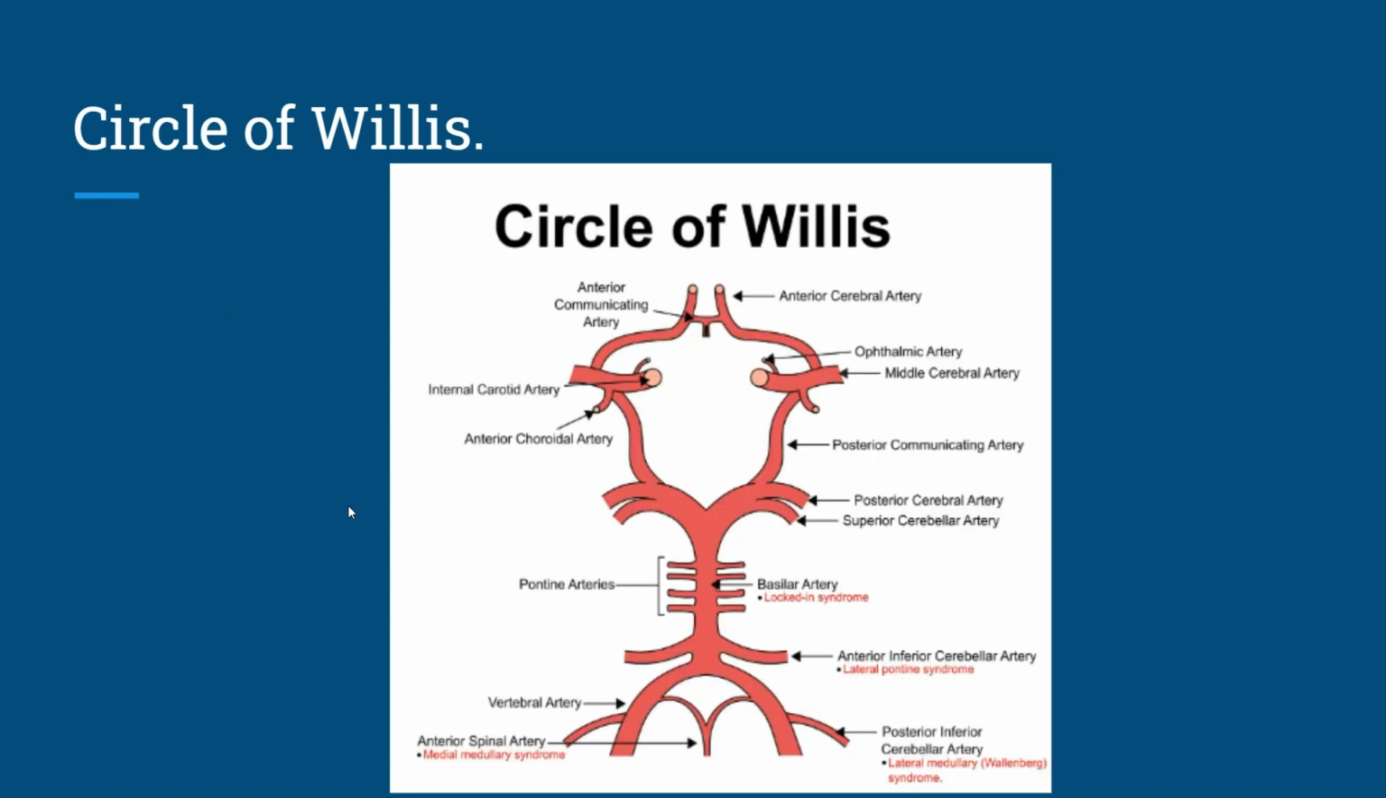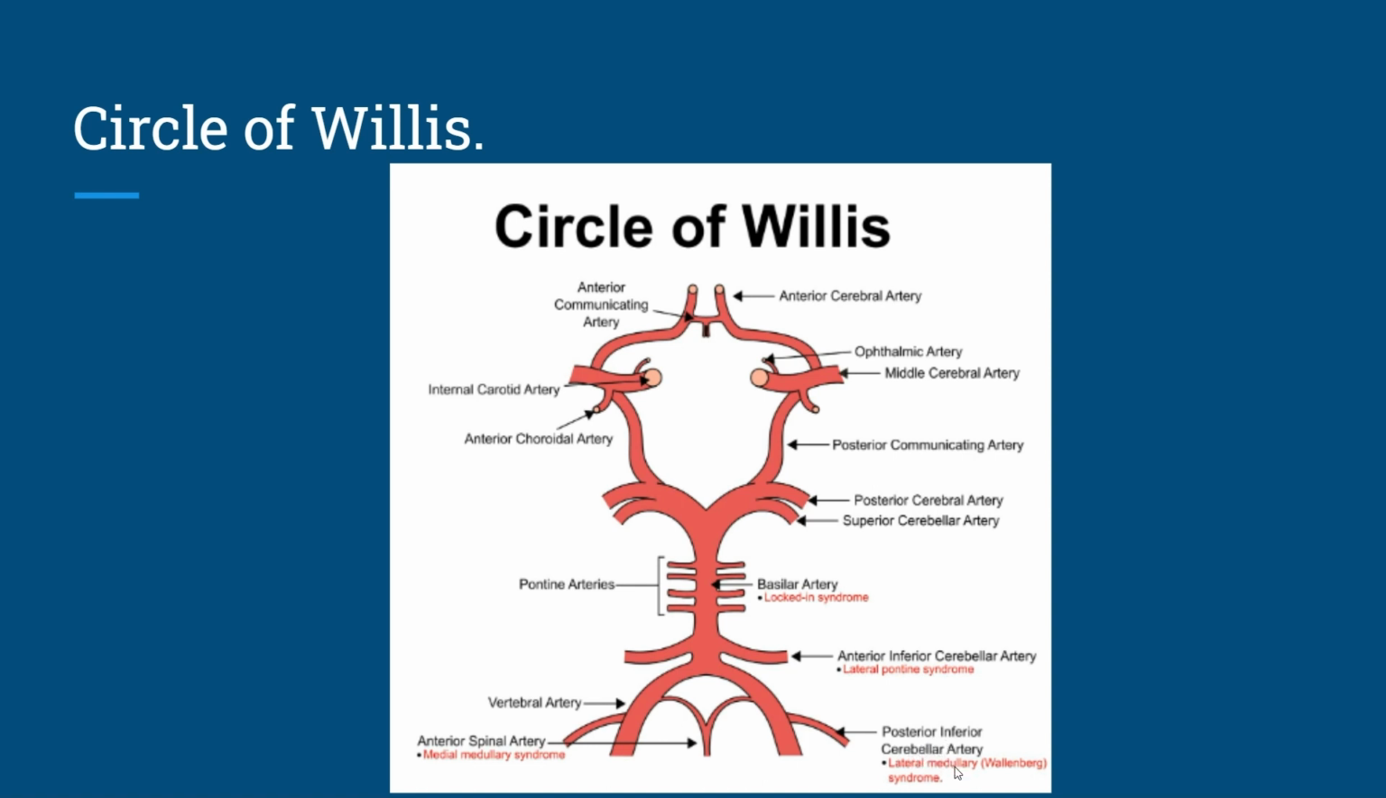So here we are going to look at the circle of Willis, and I want you to pay attention here because it gets a little bit complicated. So let's start from the bottom. So you see here that there are two vertebral arteries. These are the paired arteries. So they come here in conjunction on each side of the vertebrae. So the very first branch that it gives out is the posterior inferior cerebellar artery.